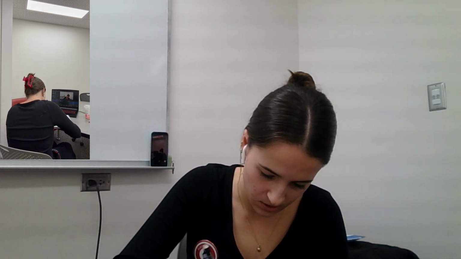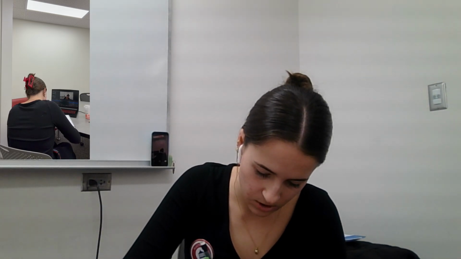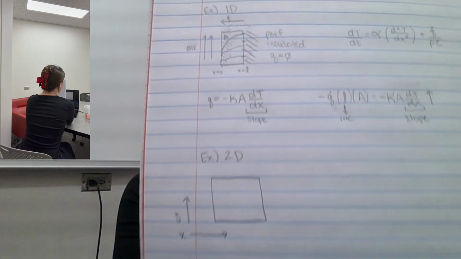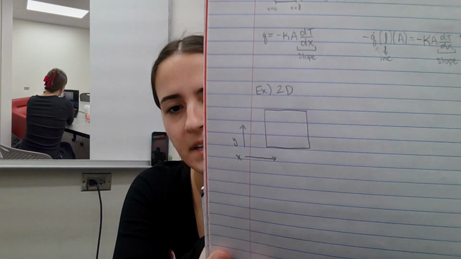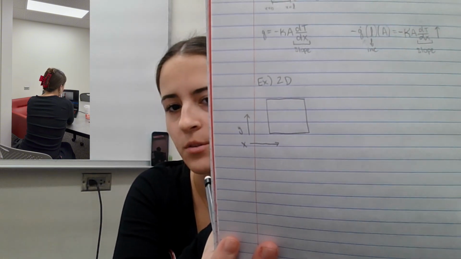So our example is going to be two-dimensional. So we're going to have something in the X and the Y direction. So I'm just going to draw this block and I'm going to denote this as being the Y direction and this as being the X direction. So I just have my square right now. X is going to be our traditional X axis and then Y the same Y axis.